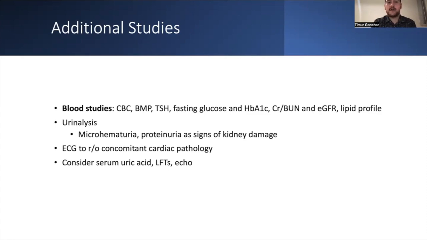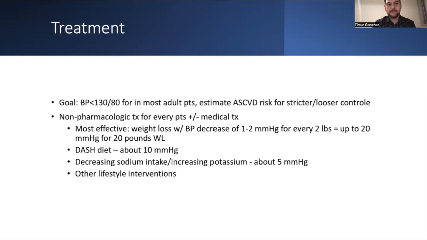There are also some other tests which might be ordered depending on the personalized risk profile of the patient, something like uric acid, liver function tests, or echo.